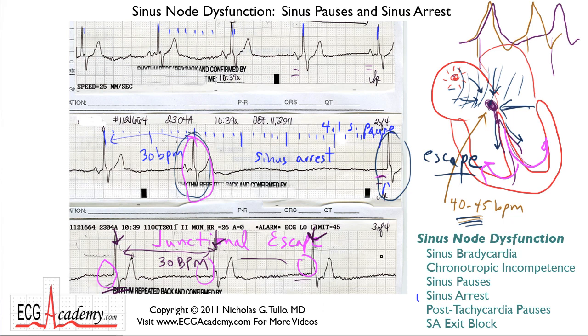You got that? Okay, kind of a fun strip there. Just recognize the terminology that we use. Severe sinus bradycardia, sinus arrest would be greater than 3 seconds.